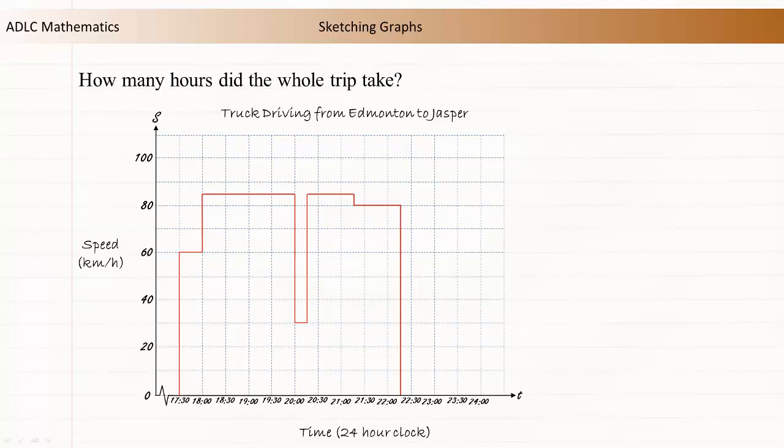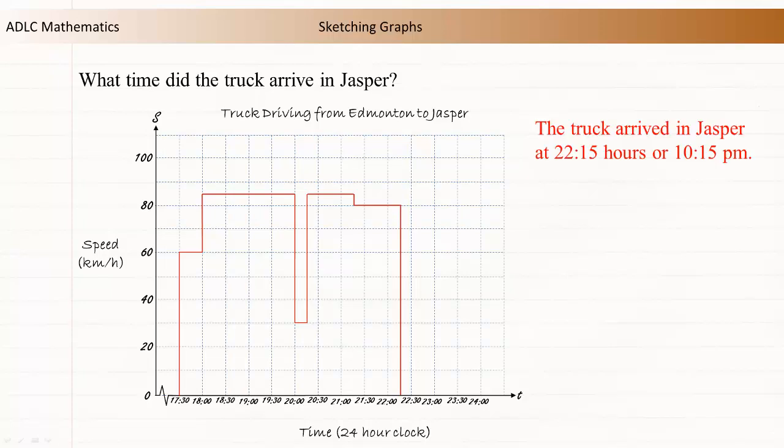How many hours did the whole trip take? The trip from Edmonton to Jasper took 4 3/4 hours. What time did the truck arrive in Jasper? The truck arrived in Jasper at 22:15 or 10:15 p.m.